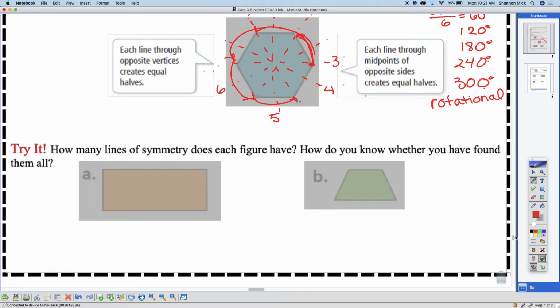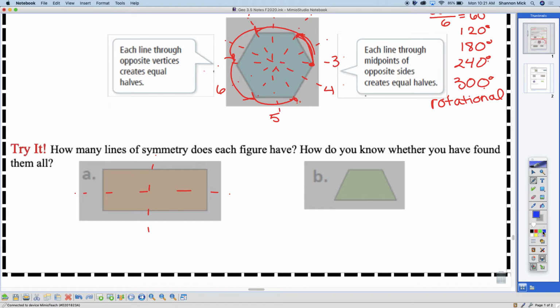How many do you got? One this way and one that way. That's all I got. You can't go diagonal because the sides are not equal. Why can't I go diagonally?